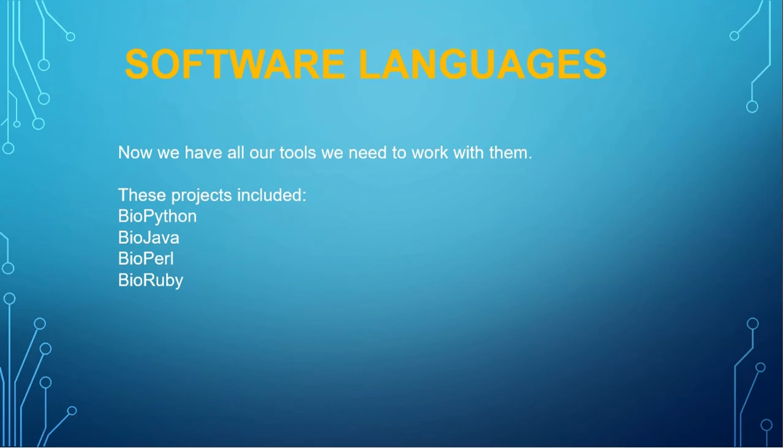Now, finally, we have all of the tools that we need for the process. We have access to a database, we have a DNA sequence, and we have programs. Now we need a streamlined and efficient way to manipulate and work with this data. This is where these projects were started, in order to make an easy-to-use way of using this data with similar program styles such as Python, Java, Perl, and Ruby.